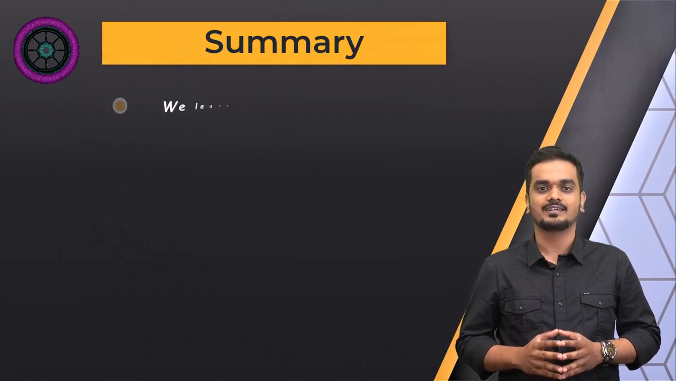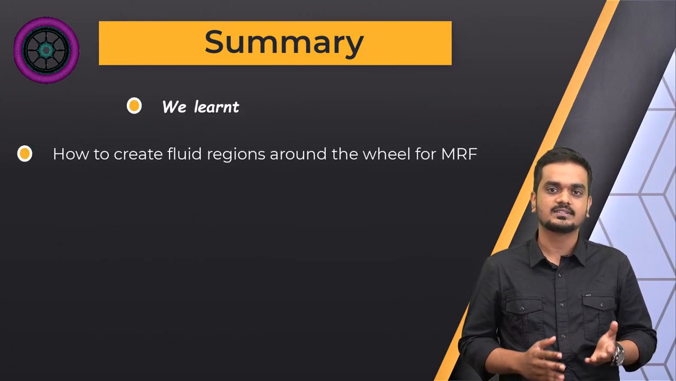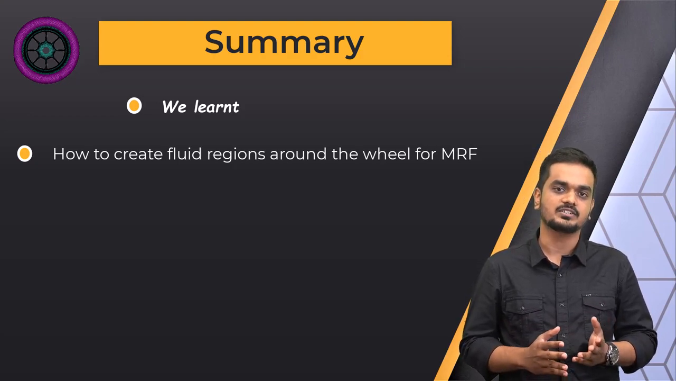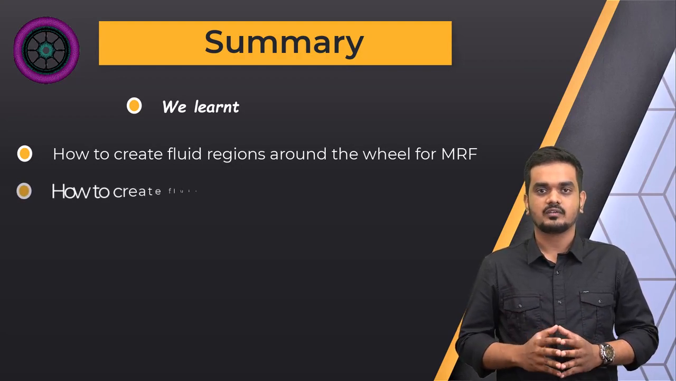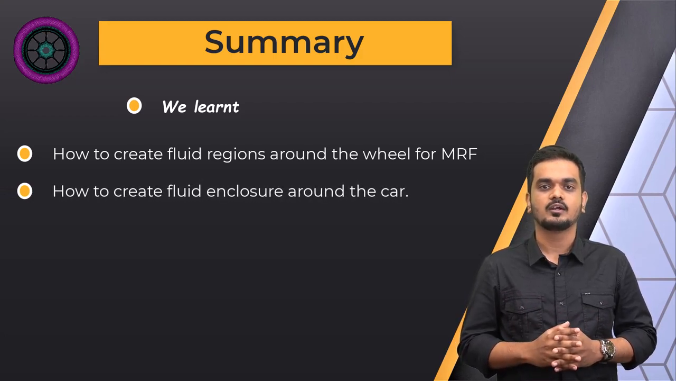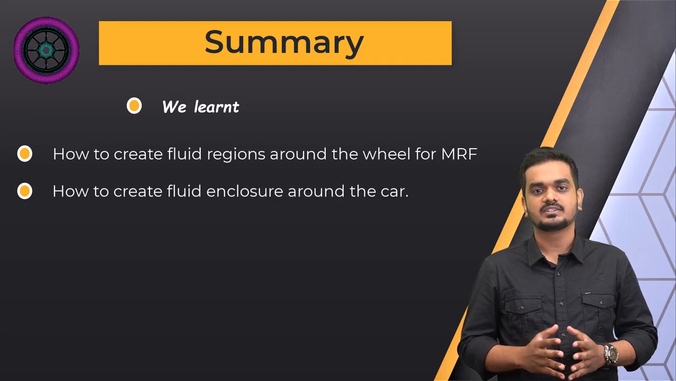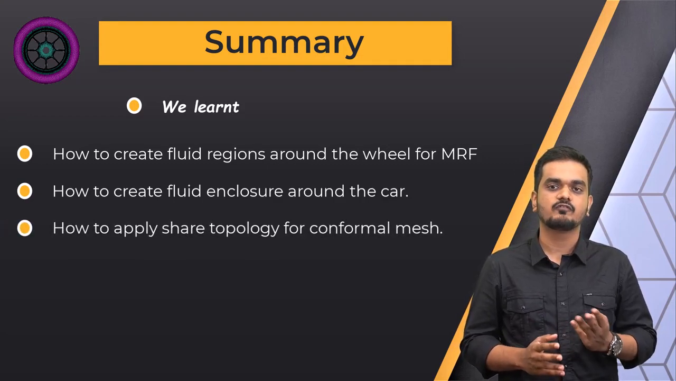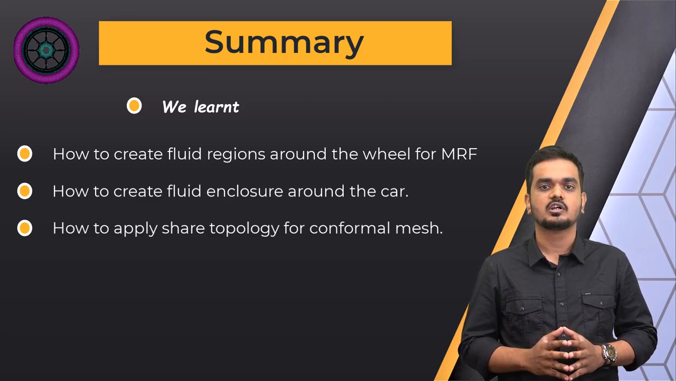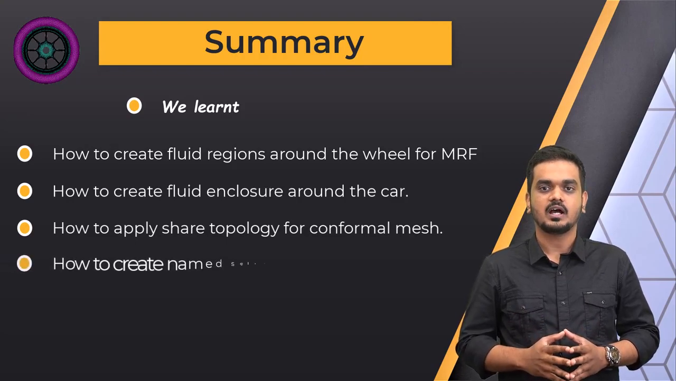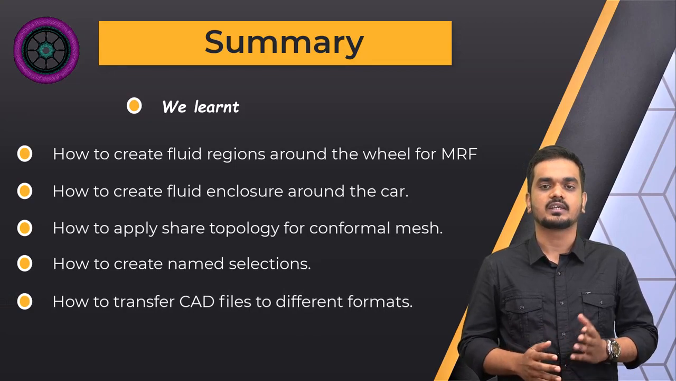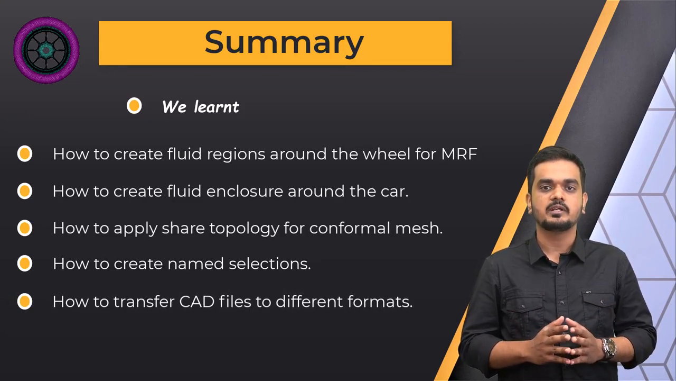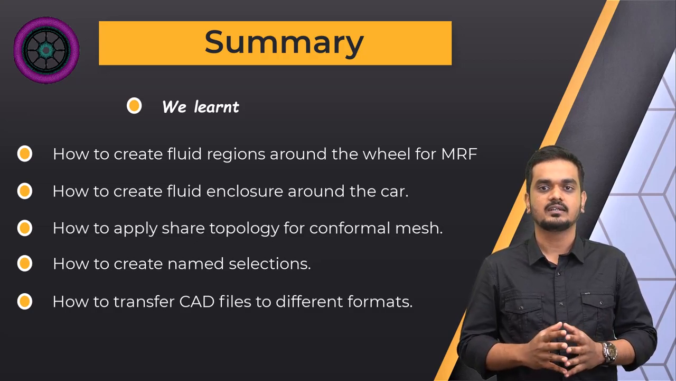Let's summarize what we have learned in this lesson. We learned how to create fluid regions around the wheel rims for giving moving reference frame condition during solver setup in order to model the fluid flow correctly at the wheels. Going further, we understood how to create fluid enclosure around the car for external aerodynamic analysis. Next, we learned how to apply shared topology between the three fluid regions in order to generate conformal mesh between the fluid zones. After that, we learned how to create named selections for various car parts, which is very helpful during meshing and solution. Finally, we learned how to transfer the CAD directly to meshing or save it in PMDB and other supported formats. With that, let's wrap up the lesson.